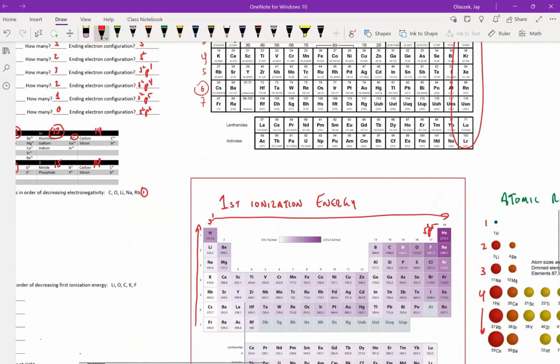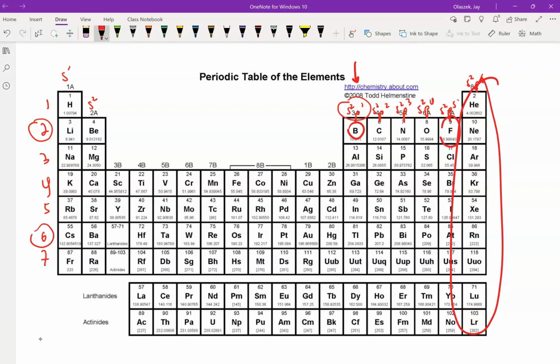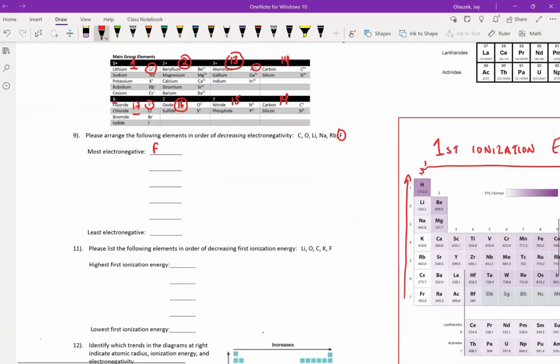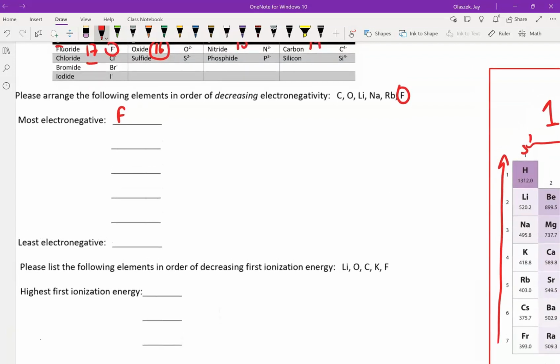What we know is that fluorine is here, oxygen is here, carbon is here, lithium is here, sodium is here, rubidium is here. That means the electronegativity is going to decrease in this order. Obviously, fluorine is going to be the most electronegative. Next lowest will be oxygen, then carbon, then lithium. Now we're going down this group. Lithium, sodium, and rubidium are all in group 1, and they tend to decrease as we go this way.